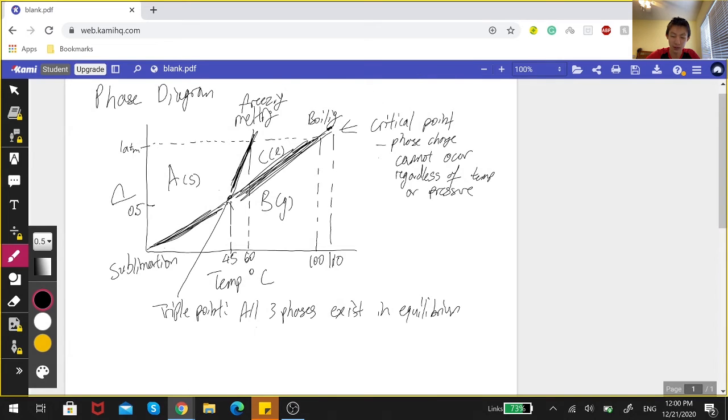And this line, if you go this way, solid to gas, that's sublimation. But if you go the other way around, we call that deposition. So if you go from a gas to solid, this is also deposition.